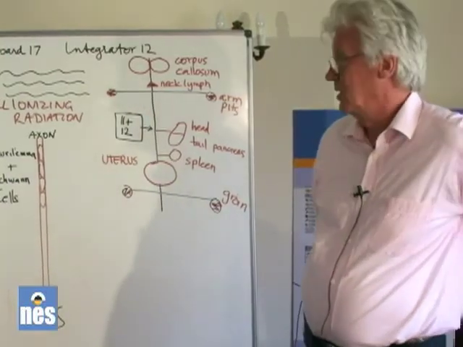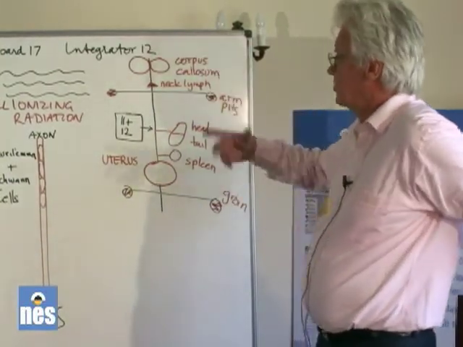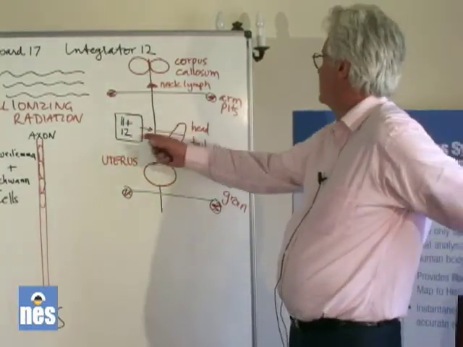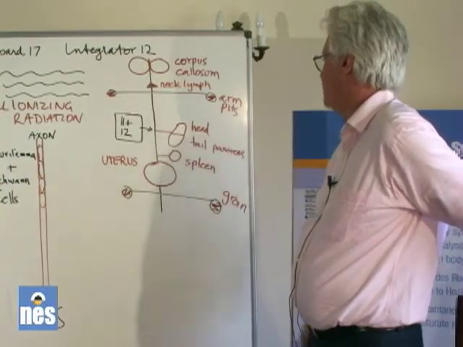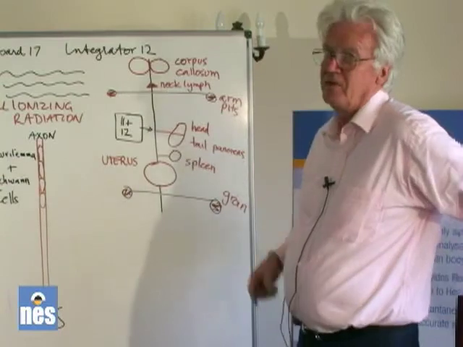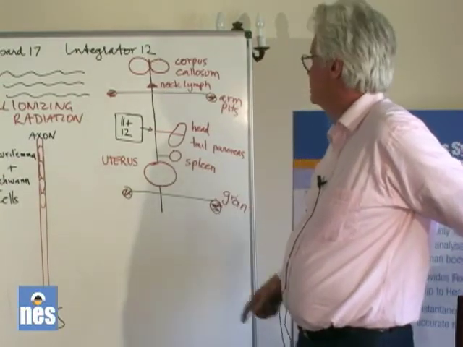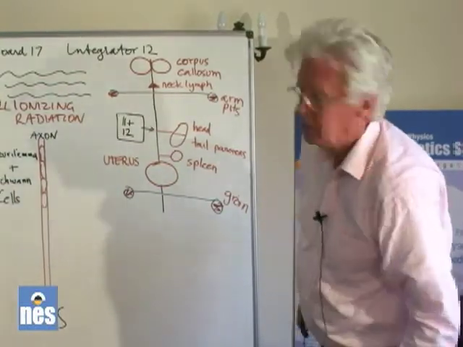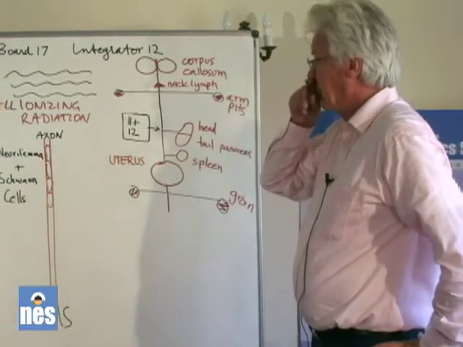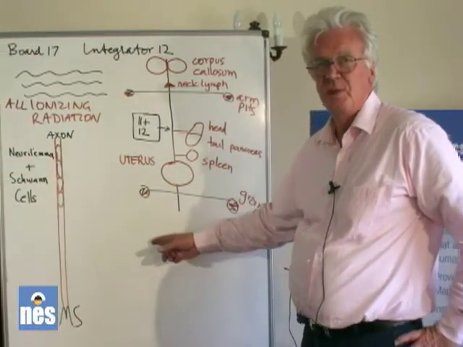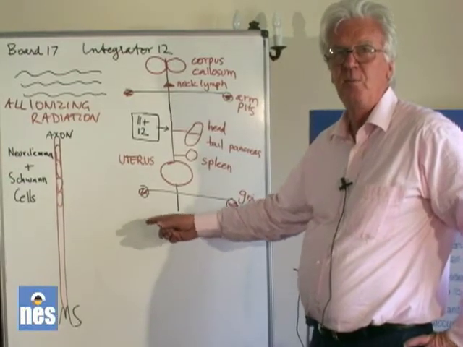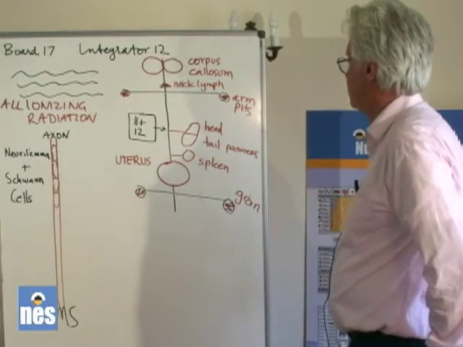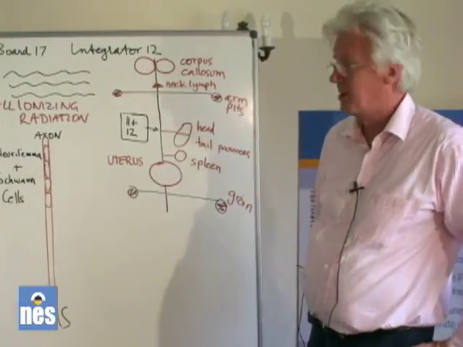For the head and tail of the pancreas, we've called it pancreas integrator, but we could have called it lymph integrator, you see, but we've called it pancreas because 11 and 12 together will hit the head and the tail of the pancreas. 12 on its own will affect spleen and uterus. This is, I think, the only integrator to affect uterus. I wouldn't give huge dosages of integrator 12. It's safe, but I wouldn't give mega doses of integrator 12 in the early stages of pregnancy, simply because of its effects on the uterus. That is up to you to use common sense.